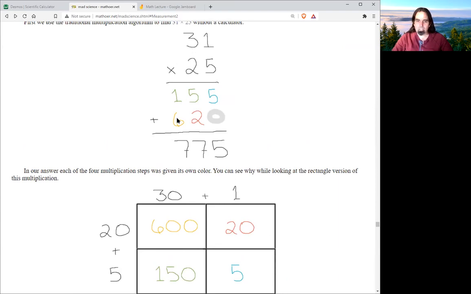The yellow 6 is where we did 30 times 20. And if you're doing it the way you're used to, you might have just said 2 times 3 is 6. But that's really not a 2, and it's not a 3. It's a 20 and a 30. And so that's not a 6, it's a 600.